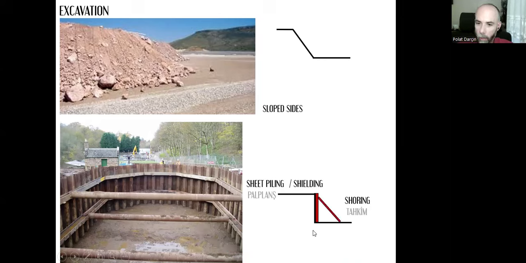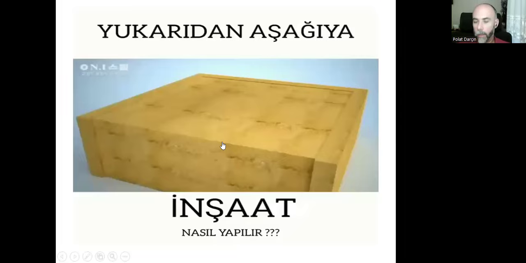So first we create a very strong wall in order to support the sides of the excavation, and after that we construct shoring in order to support that wall. And that shoring can be horizontal like this or inclined like that. There is this short movie. Let's take a look.